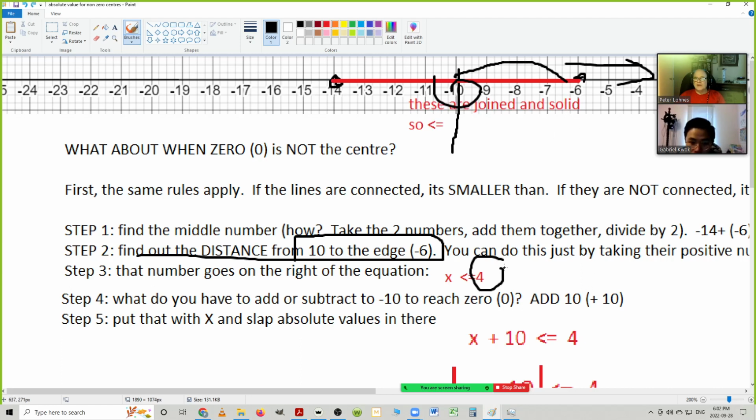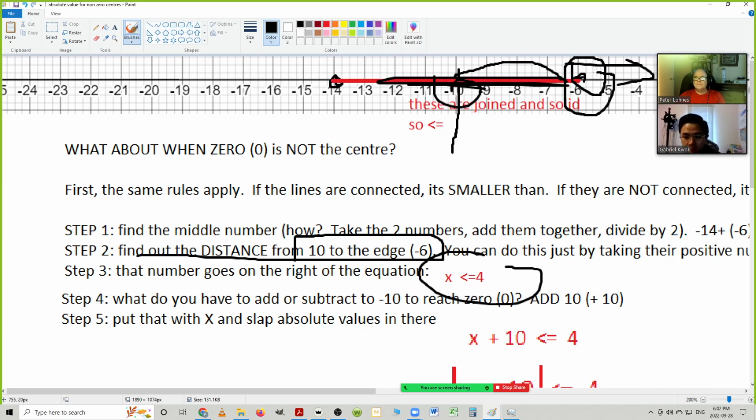So we write this. First of all, why is it smaller then? Because the lines are connected. So we know it's going to be to the left of some number and to the right of some number. And we're focusing on the right side of the equation. And you might say, why is it not smaller or equal to minus 6? And we'll get to that in a second.